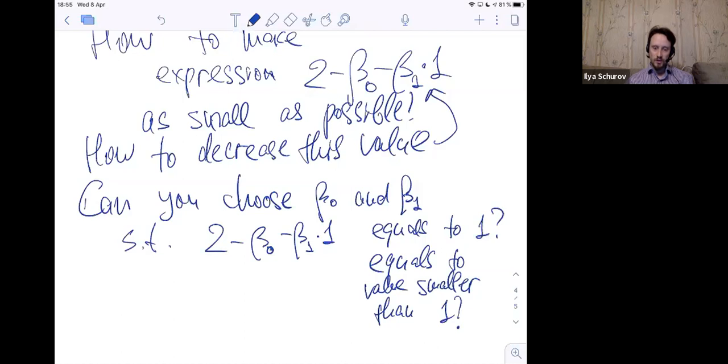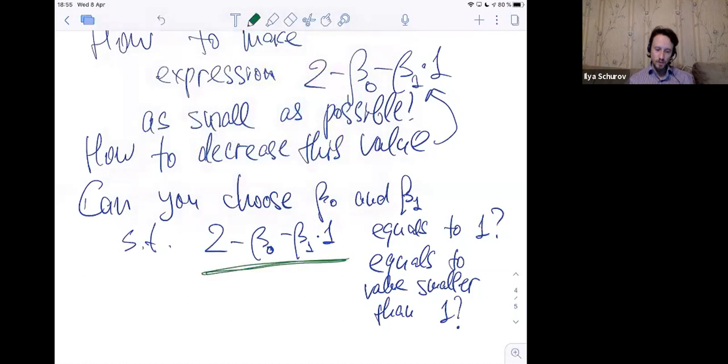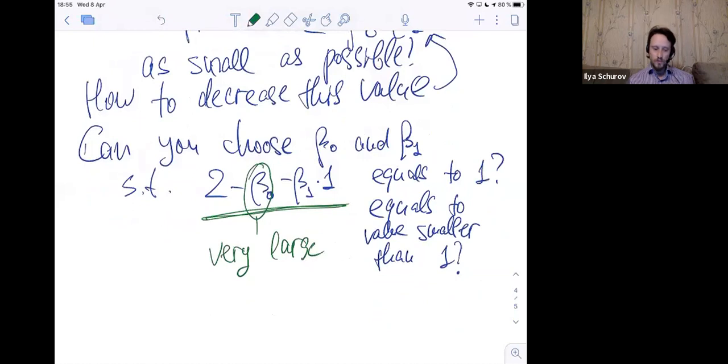Stepan, I'm not sure about beta 1. Okay, let me explain what I mean. If you see this expression, you can choose, for example, this beta naught to be very large. Then the whole value will be very small because you have this beta naught with a negative sign. For example, I can take beta naught equal to 1000.